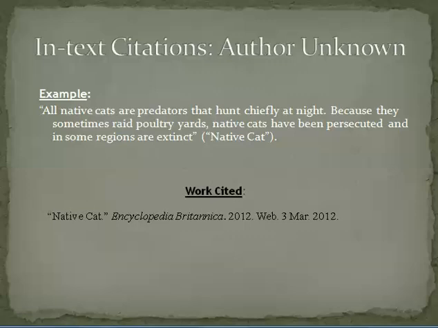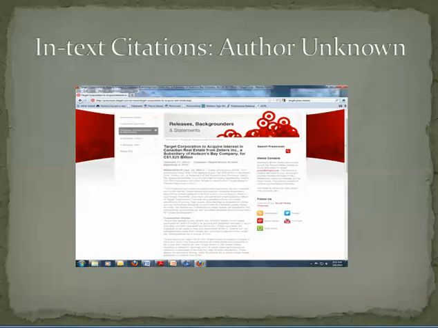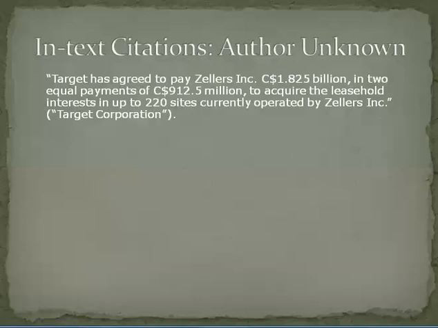Let's look at another work with no author, this time from the public web. Here's a press release from Target Corporation with no author. How will we create an in-text citation for this? As we did with the encyclopedia article, we use the first couple words from the article title in our in-text citation. Remember to put these words in quotation marks.